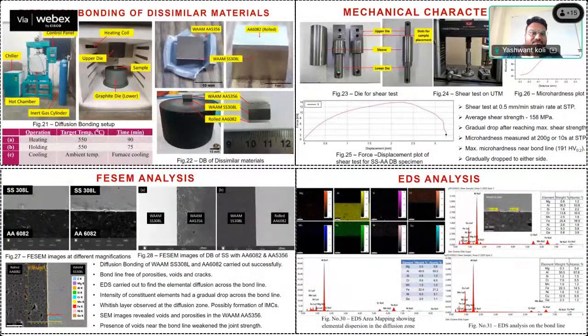Then how the WAAM process has been joined with diffusion bonding: we've taken the diffusion bonding machine. The control panel is here, hot chamber, inert gas cylinder, this is chiller. This is the internal box inside the chamber. This is the graphite die, upper die, lower die, and this is the sample we have kept. Our first experiment was not successful. So we have to learn from the failures that we have got.